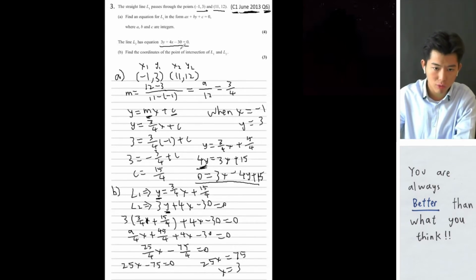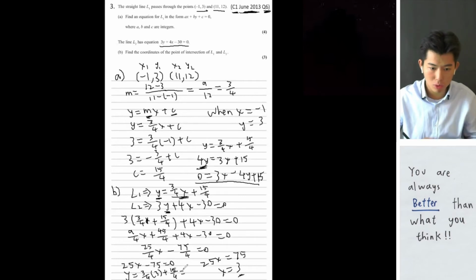But we also need to find the y coordinate. So let's substitute this x back into this equation. So y would be equal to 3 over 4 times 3 plus 15 over 4, which equals 6. And here's the x coordinate and here's the y coordinate.